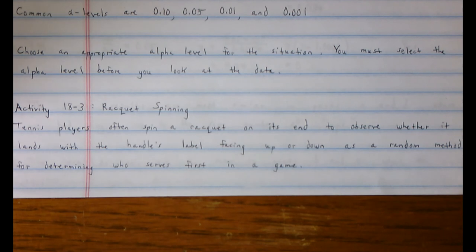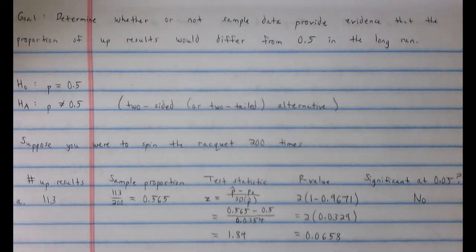Those of you that play tennis may be able to relate to this next exercise. It's called racket spinning. Tennis players often spin a racket on its end to observe whether it lands with the handle's label facing up or down as a random method for determining who serves first in a game. Suppose you were to spin the racket 200 times. We want to see if the handle's label lands facing up or down. The goal is to determine whether or not sample data provide evidence that the proportion of up results would differ from 0.5 in the long run.